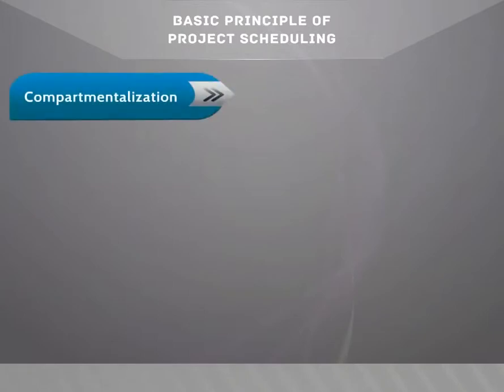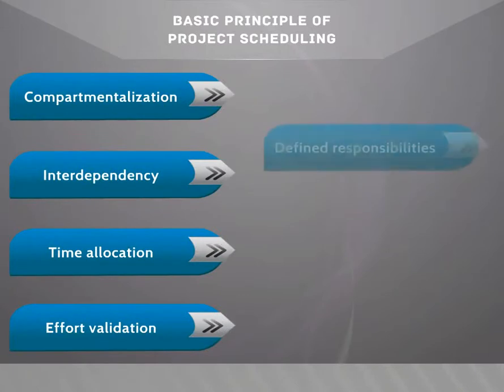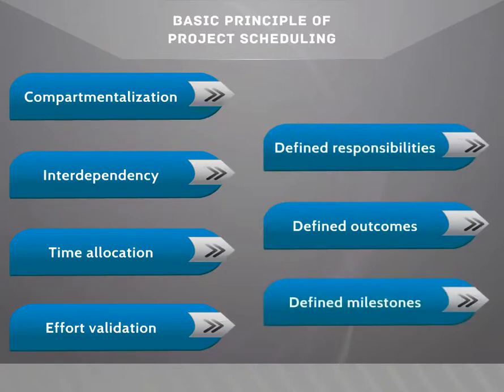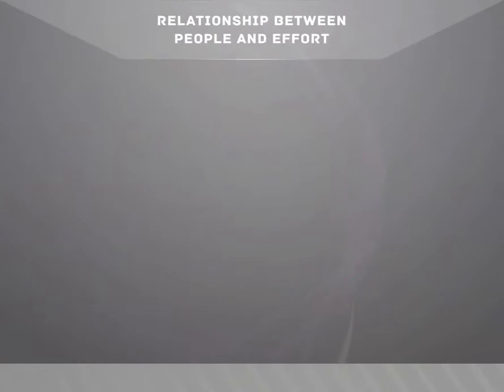Basic principles of project scheduling: compartmentalization, interdependency, time allocation, effort validation, defined responsibilities, defined outcomes, defined milestones, and the relationship between people and effort.